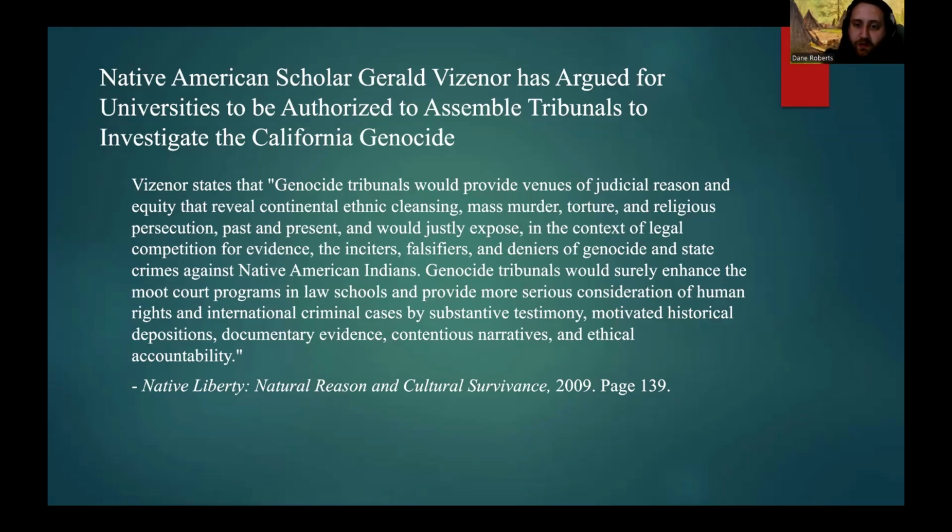Genocide tribunals would surely enhance the moot court programs in law schools and provide more serious consideration of human rights in international criminal cases by substantive testimony, motivated historical depositions, documentary evidence, contentious narratives, and ethical accountability.